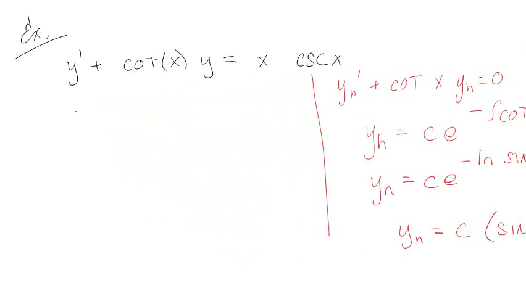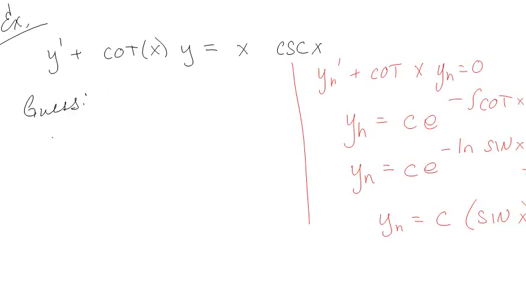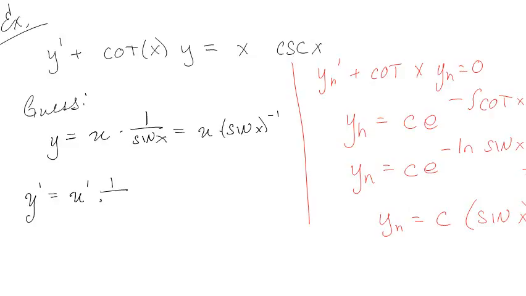All right, so now I'm going to guess. This would be fun. And my guess is going to be y is equal to some unknown u times 1 over the sine of x. And I'm just going to make my life easier and write this as u sine x to the negative 1. Otherwise, I'm going to have to do a quotient rule, and I can never remember the quotient rule, so I just always do the product rule. So y prime is equal to u prime times 1 over sine x plus u times the derivative of that thingy. So that's negative 1 sine x to the negative 2 times the derivative of the thingy on the inside, which is cosine of x.